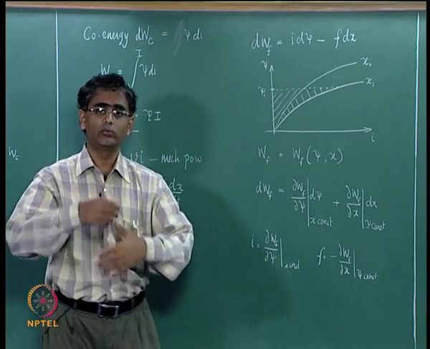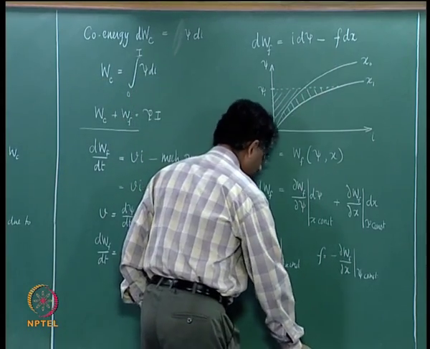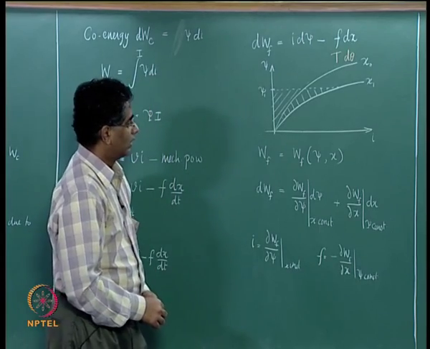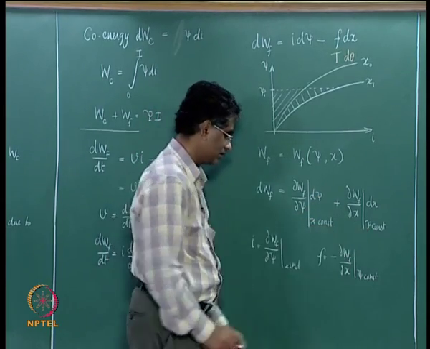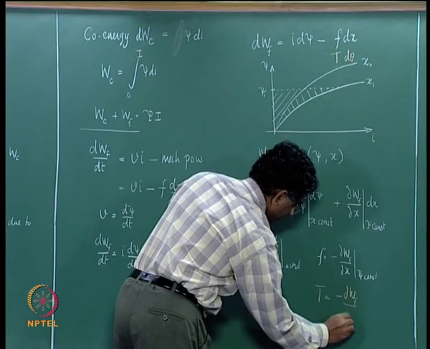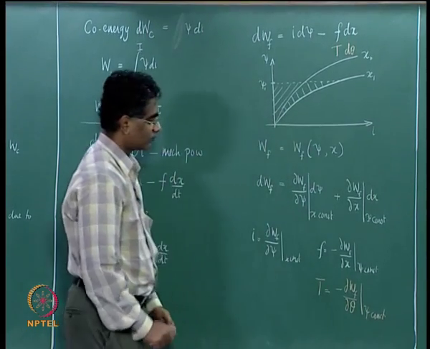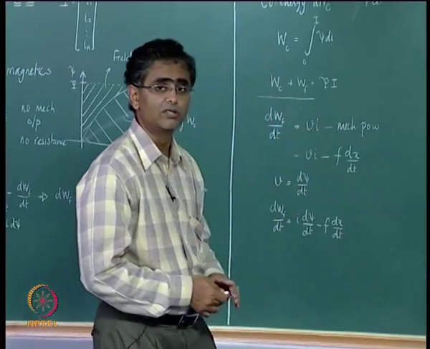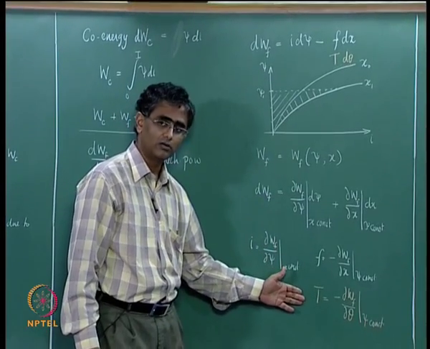If this is going to be a system which is going to rotate, then obviously instead of f dx you would have torque into d theta, and therefore here you would have dou Wf by dou theta keeping psi constant, and therefore you would land up with the expression torque is equal to minus dou Wf by dou theta keeping psi constant. So, in this manner then, if you have an expression for field energy in terms of the two variables psi and x, one can find out how much force is going to be developed or how much torque is going to be developed.